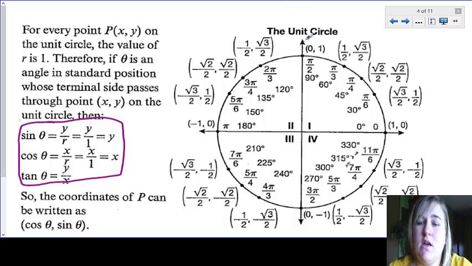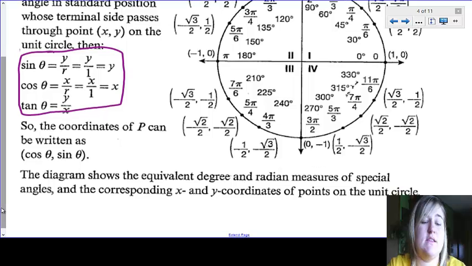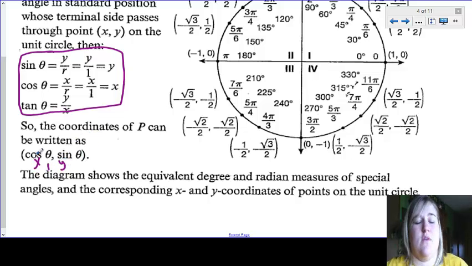I would just find wherever this is in your book and make a reference in my notes to that so that I could look back at it. Eventually you will get really good with the ordered pairs. It says the coordinates of P can be written as cosine theta, sine theta, and that's because cosine is the same as x and sine of theta is the same as y. So writing it xy would be cosine theta, sine theta.